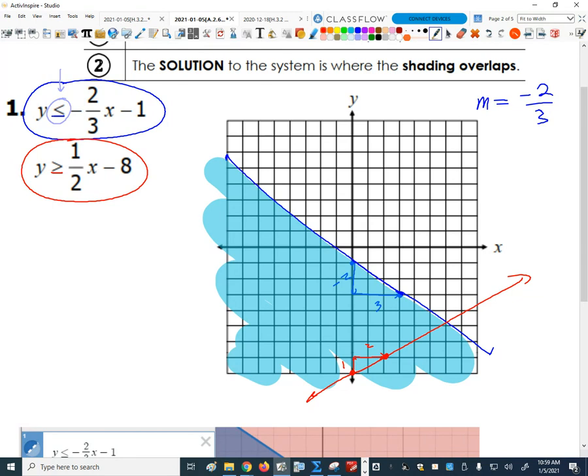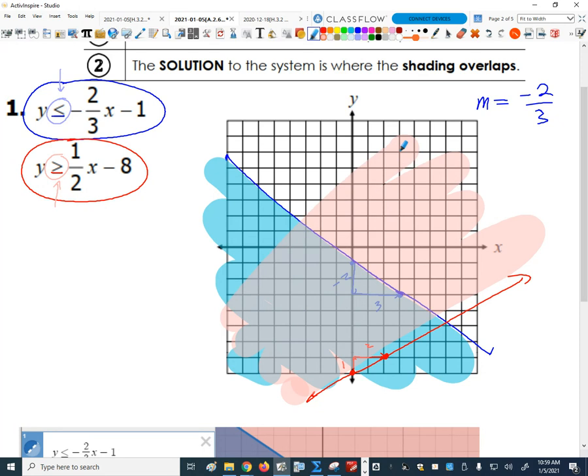Very good. And am I going to shade, Aurelia, am I going to shade above or below the boundary line this time? Above. Above, good, because I want the y values that are greater than the boundary line. So we will shade above. So it's all that stuff, right?